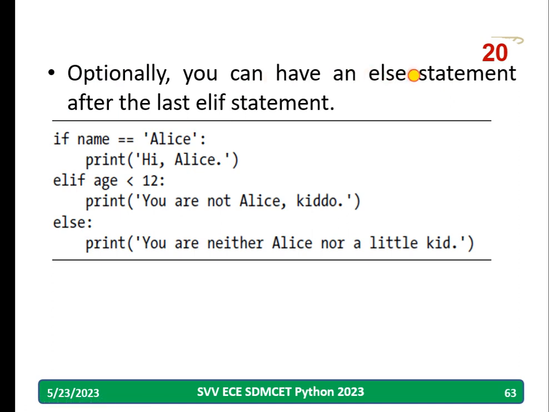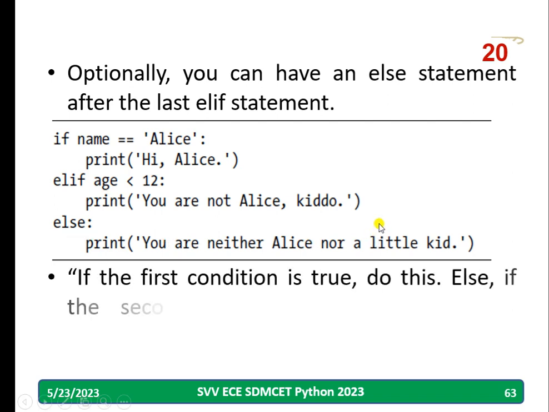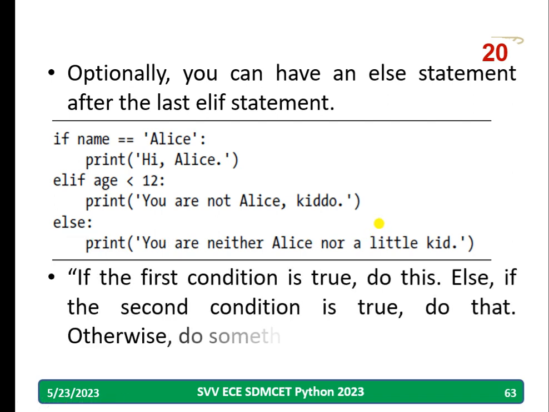Optionally, you can have an else statement after the last elif statement. You can use elif many times. At the end you can write else. But when nothing is executed, no if, no elif executed, it will execute the else statement. If the first condition is true, do this, else if the second condition is true, do this. That is a way we can understand.